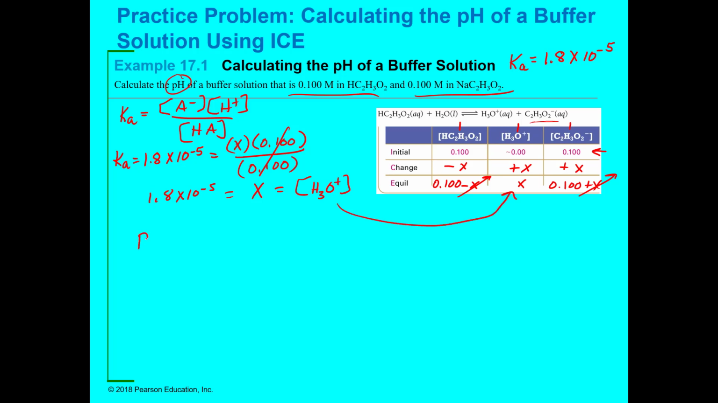So the pH, which is what it's asking me for, is the negative log of the Ka. So the pH is going to be 4.74. So that's my buffer solution that I've made up before I do anything to it. Okay, so that's calculating the pH of a buffer solution.